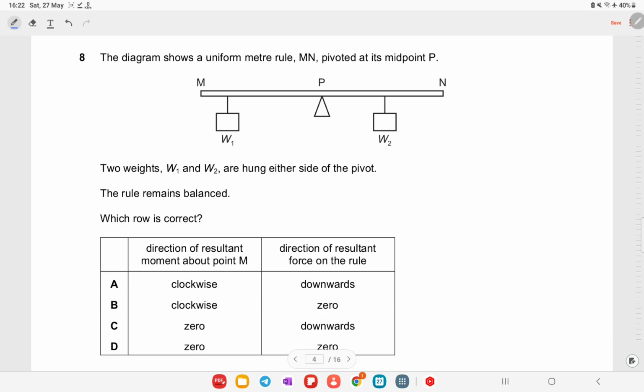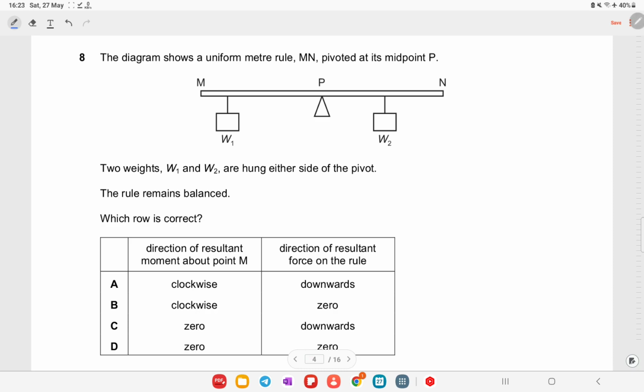The diagram shows a uniform meter rule MN pivoted at its midpoint P. Two weights W1 and W2 are hung either side of the pivot. The rule remains balanced. Which row is correct? The direction of the resultant moment about point M and the direction of the resultant force on the rule.